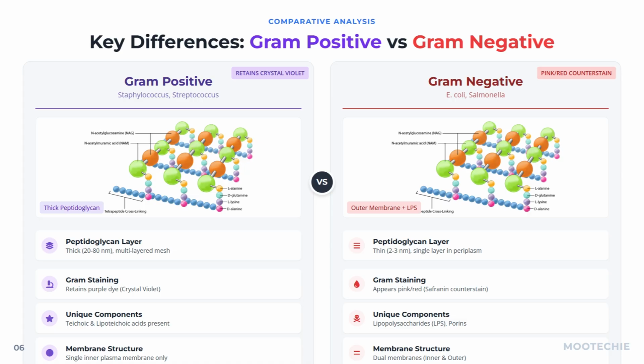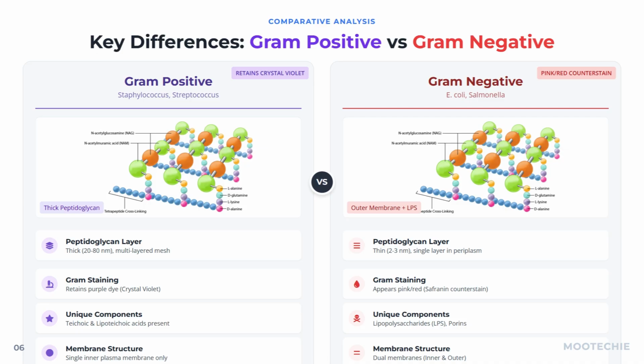The thin layer of gram-negatives cannot hold it, so they take up the pink counterstain instead. Unique components: gram-positive have teichoic acids and lipoteichoic acids. Gram-negative have lipopolysaccharides, or LPS, and porins. These unique molecules dictate additional properties: adhesion and charge for gram-positives, toxicity and selective permeability for gram-negatives.